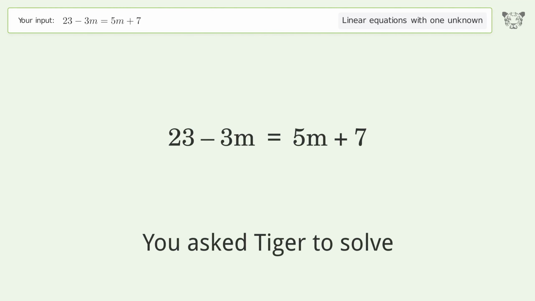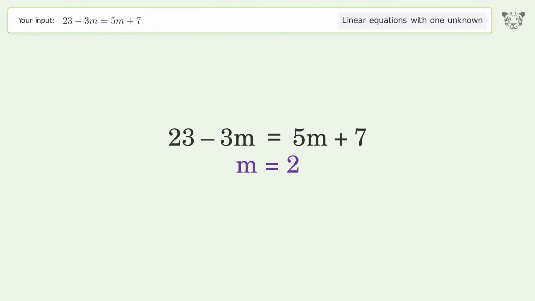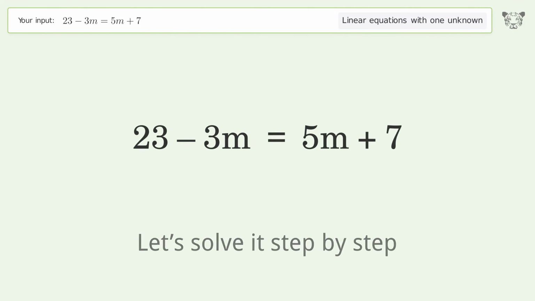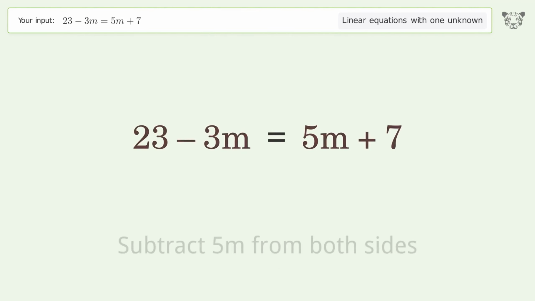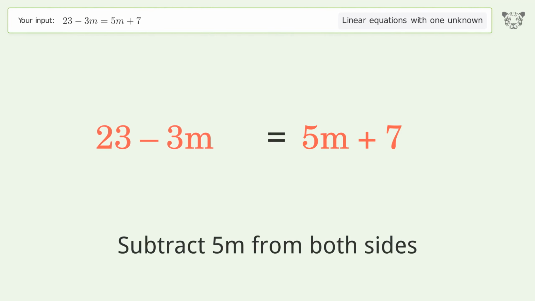You ask Tiger to solve. This deals with linear equations with one unknown. The final result is m equals 2. Let's solve it step by step. Group all m terms on the left side of the equation. Subtract 5m from both sides.